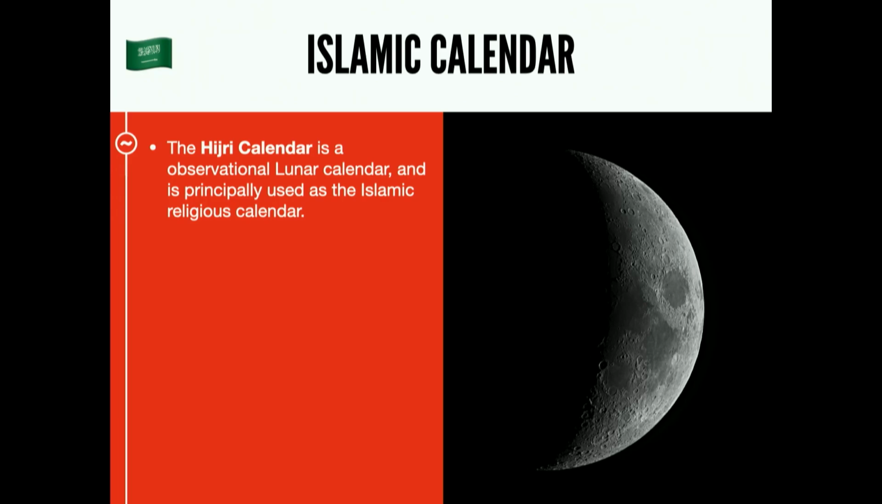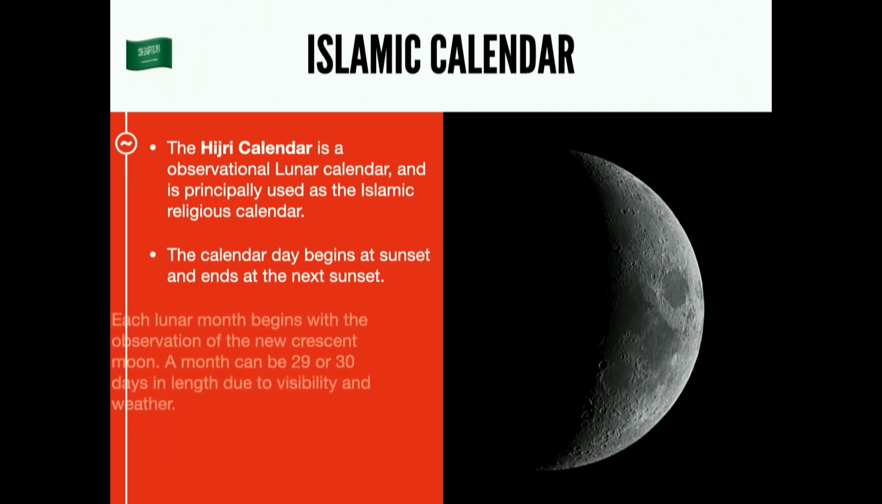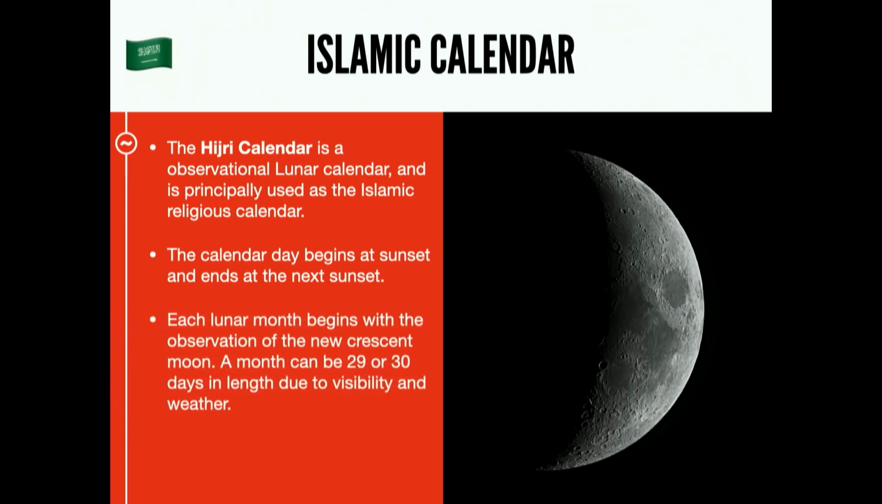So the interesting thing about lunar calendars is they're observational, as in someone has to look at them. So this is the Hijri calendar, I believe it's called. It's an observational lunar calendar, and it's really just used for Islamic religious events, Ramadan, Eid, this sort of thing. So it's used for determining when those are. So the calendar day begins at sunset and ends at sunset, but actually the lunar month begins with an observation of the crescent moon.